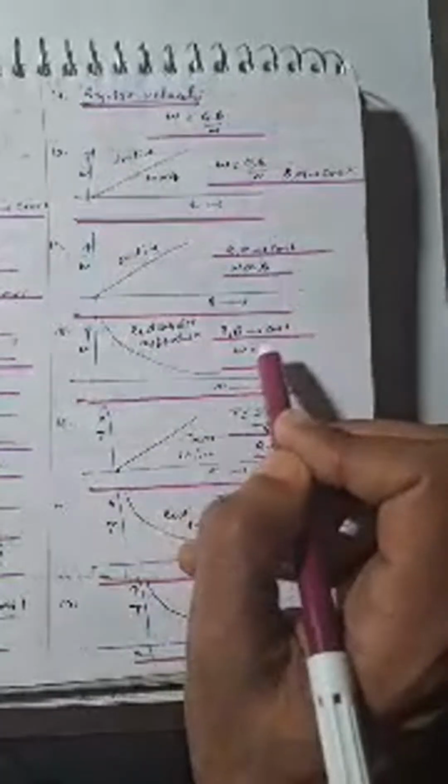So omega is proportional to q, so the graph is going to be a straight line. Then omega versus b, obviously omega is proportional to b, again the graph will be a straight line. Then omega versus m, omega is proportional to 1 by m, so the graph will be a rectangular hyperbola.